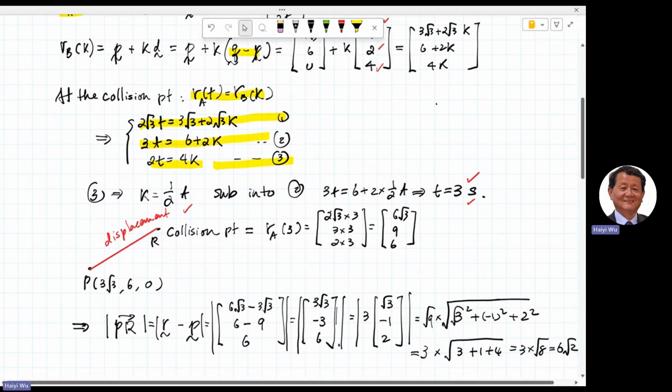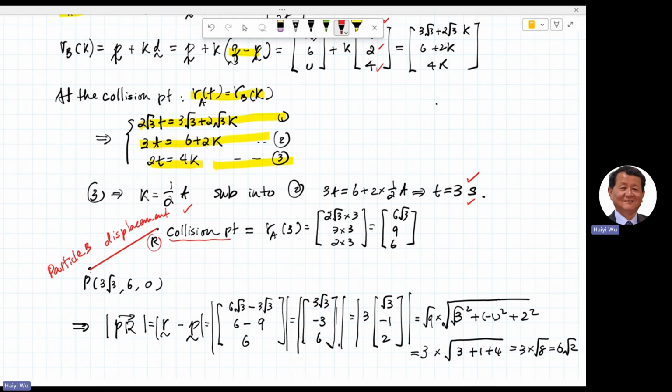So this is particle B. It starts from P, then goes to the collision point, which we call R. For the collision point, because A takes 3 seconds, we can use RA to find it. Substitute t equal to 3 into the function. So we get 6, 3 square root 3, 9, and 6.